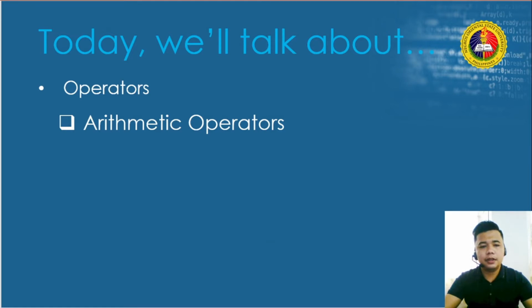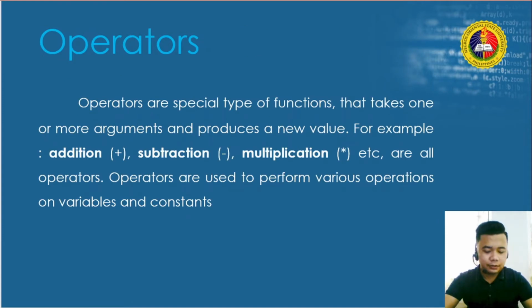So today we are going to talk about operators, particularly the arithmetic operators. Operators are special types of functions that take one or more arguments and produce a new value. For example, addition, subtraction, multiplication, etc. These are all operators. Operators are used to perform various operations on variables and constants. Much like in our mathematics classes before, back when we were in elementary to high school, and maybe now in our algebra classes, C++ operators are used to perform various operations on variables and constants.